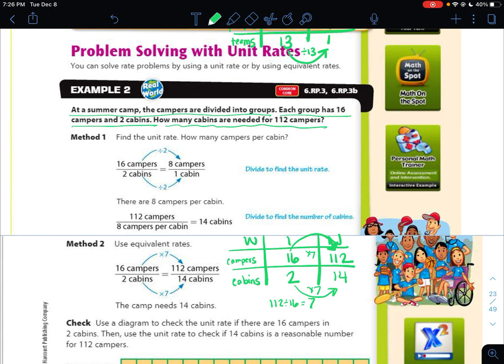2 times 7 gets us 14 cabins. Okay? If there are 112 campers, you need 14 cabins. Okay? Look at all these hashtag wins. They come in handy.